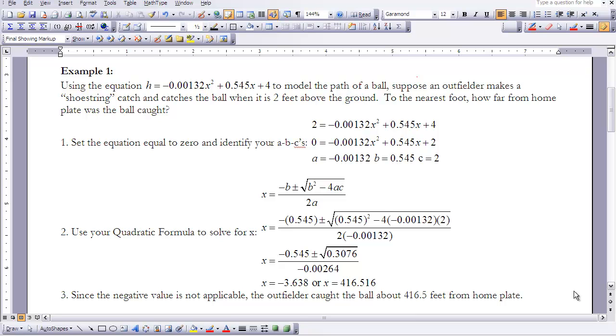So now we want to set this equation equal to 0 so we can use our quadratic formula. We're going to move our 2 over to the other side, which leaves 0 equals negative 0.00132 x squared plus 0.545 x plus 2. And so we can go ahead and identify our a, b, and c. a equals negative 0.00132, b is 0.545, and c is equal to 2. So now I know my quadratic formula is here: the opposite of b plus or minus the square root of b squared minus 4 times a times c, all over 2a.